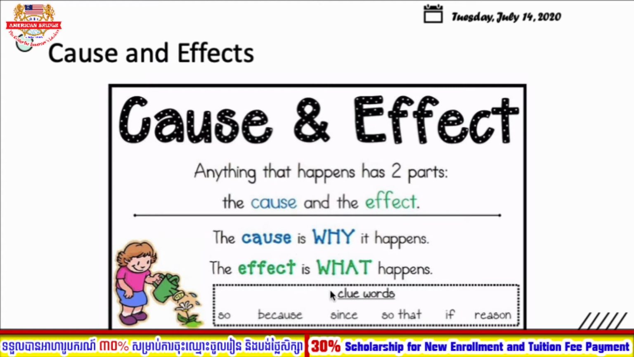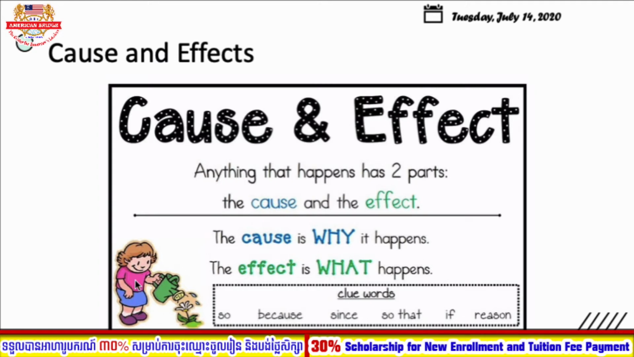Okay, and some words that you can use in order to show the relation between cause and effect. We have the word so, we have the word because, we have the word since, we have the words so that, if, reasons. All of these words show the relationship between cause and effect.